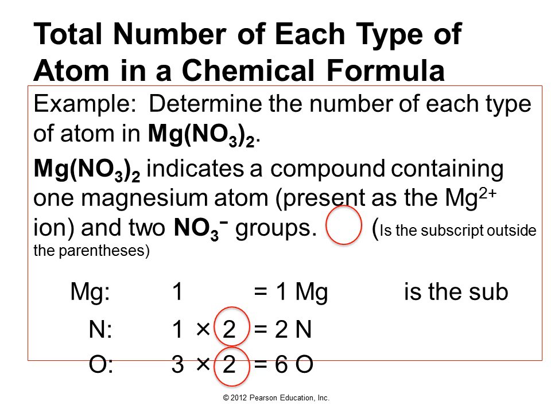So outside of the group, we see the subscript 2. Inside, we see this subscript on oxygen, 3. So to calculate the number of atoms, we say then that there's 1 magnesium, there's 1 nitrogen inside, multiplied by the 2, so there are 2 nitrogens, and 3 oxygens inside multiplied by the 2 gives us 6 oxygens. This is the total of the atoms in this group, in this compound.